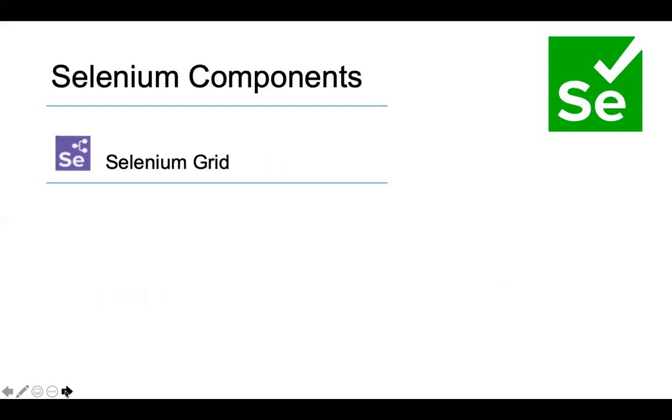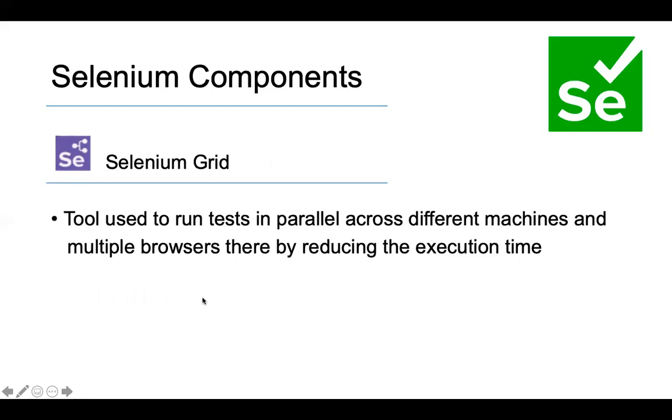Next comes Selenium Grid. Grid can be used to run tests in parallel across different platforms and multiple browsers, thereby reducing the execution time. Say, for example, you have 100 test cases which can be executed in 2 hours. The test scripts are common, and these scripts can be executed on different platforms and multiple browsers at the same time, so that you can cover all your 100 test cases on different machines within the span of 2 hours. Thereby you reduce the execution time. That's the power of Grid.